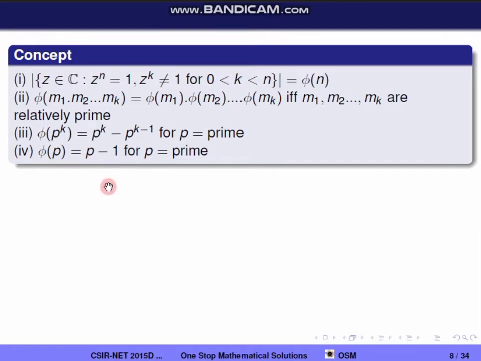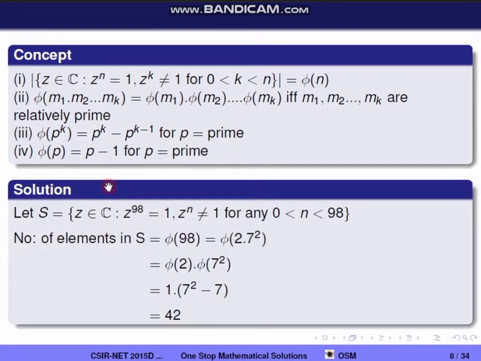So now we'll look how to do this question. They are given this set here. I am denoting it as the set S. We have to find the cardinality of S, that is the number of elements in S. So using concept 1, this is equal to phi of 98, and writing the prime factorization of 98, that is equal to phi of 2 into 7 square. 2 and 7 square are relatively prime, so we can split using concept 2.